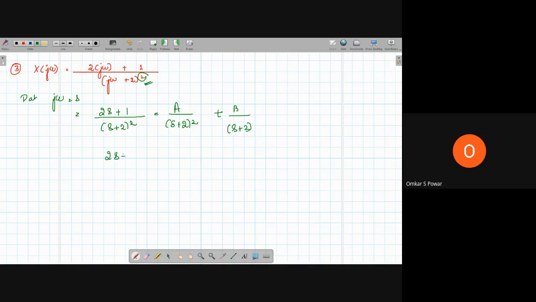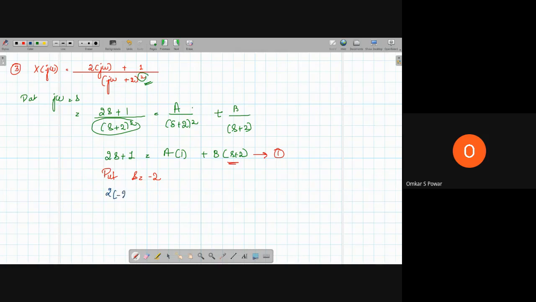Again, 2s plus 1 is equal to a into 1 plus b into s plus 2. What I have done, I have just shifted this one to the right side. Okay, so now we have to get the value of a and b. So in order to get the value of a and b, what do we have to do? Put s is equal to minus 2 and get the answer. Let us put s is equal to minus 2 in our equation number 1.